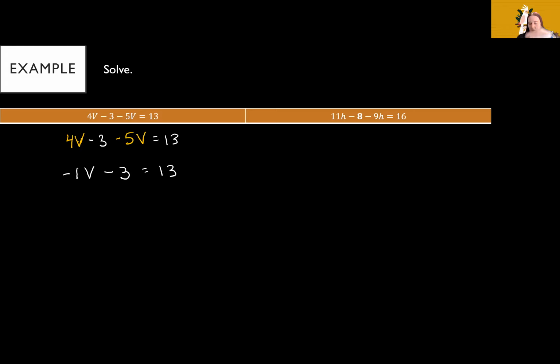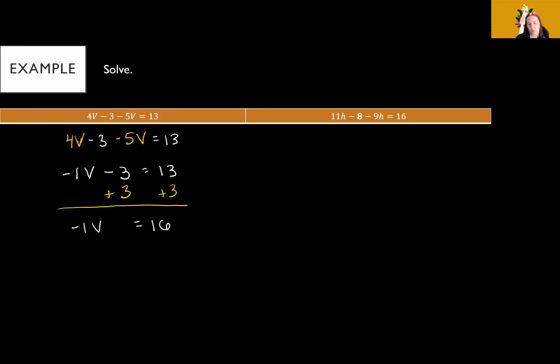So now left side is simplified, right side simplified. So now we're doing addition and subtraction. So I've got my variable only on one side and I want to keep it that way. So I'm going to keep my variable on the left because that's where it's at, which means I have to move that -3. So I need to add the 3. I need to do the opposite. So I'm going to add 3 to both sides. So that gives me -1v equals 16. 13 plus 3 gives me 16.